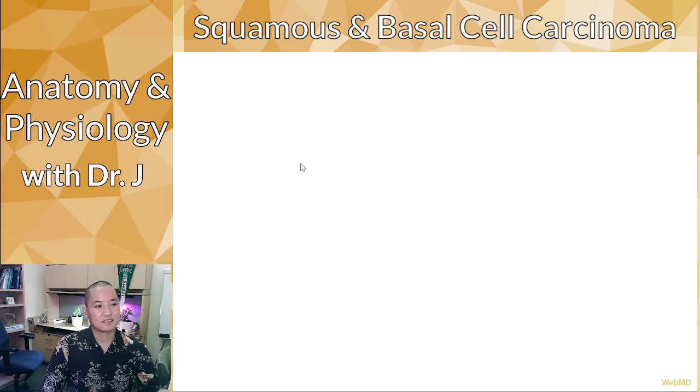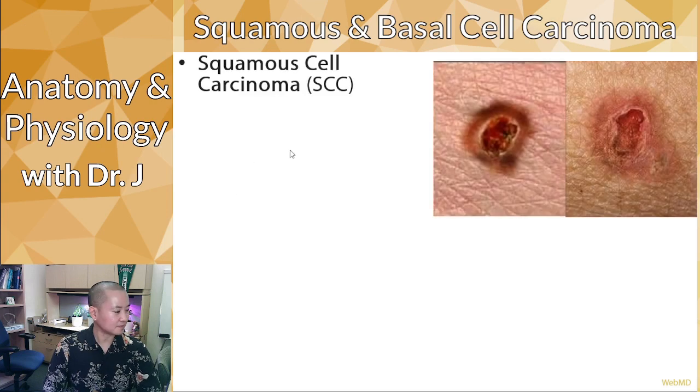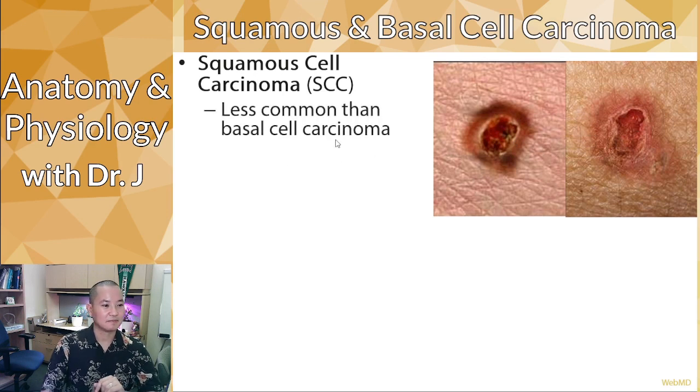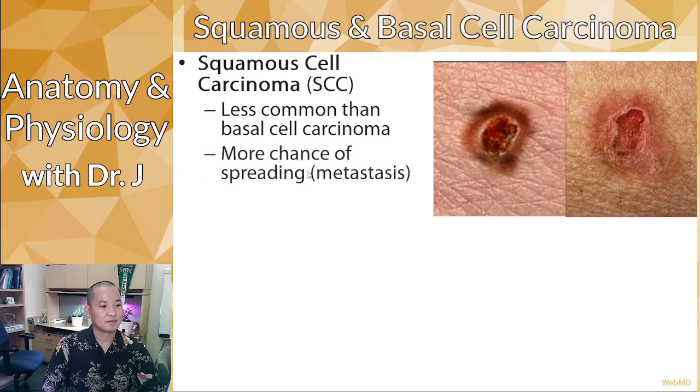Two types of skin cancers are squamous and basal cell carcinoma. With squamous cell carcinoma, it looks like an open sore, very ulcerated. It's less common than the related skin cancer called basal cell carcinoma. This is one you definitely want to get checked out. It looks like a wound, but this isn't going to heal.